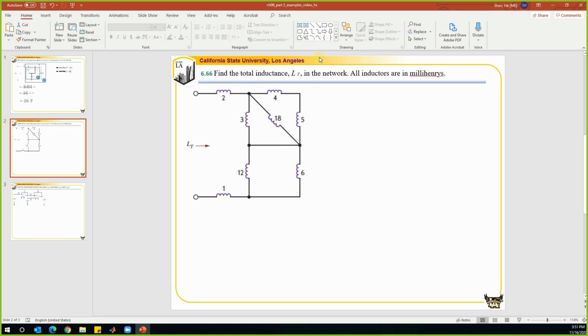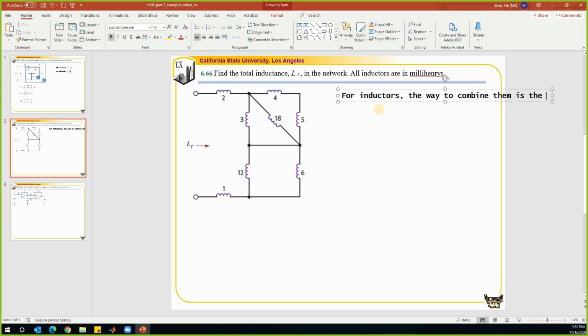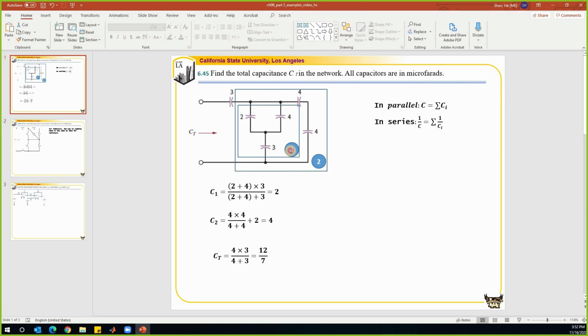Let's look at the second example to simplify this inductor network. Let's look at the connection. So this 2 in series with this 1 in series, this whole thing. And over here we have 3 branches in parallel. Then these 2 branches in parallel. Then these 2 blocks are in series. So let me write it down. For inductors, the way to combine them is the same as what we did for resistors. We'll simplify this block by block.